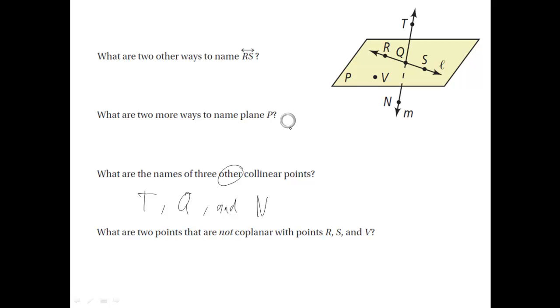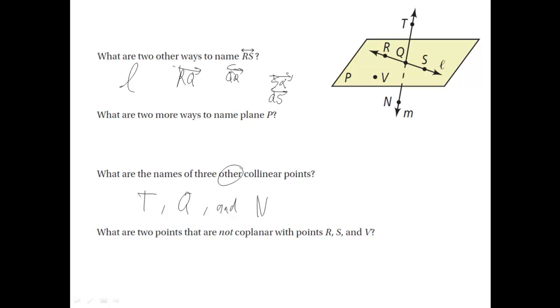And we could name the plane P in other ways by switching the order. We could name the line RS. You could call it line L. We could just put L there. You could do RS. You could do RQ. You could do QR. And you could even do SQ and QS. So those are some other ways to name that.